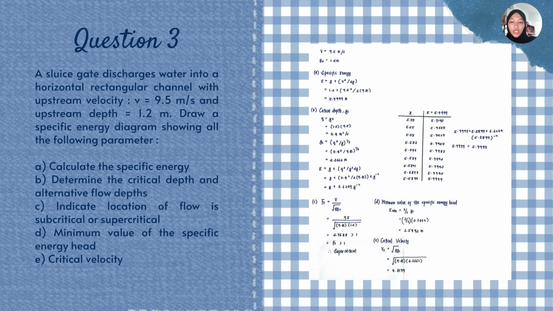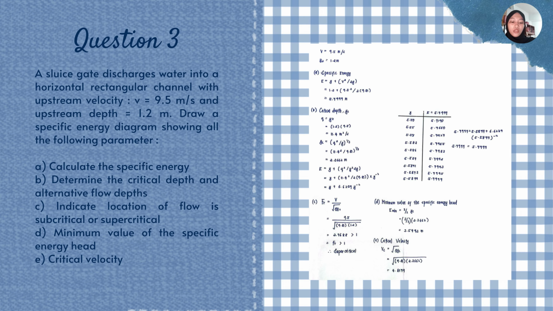So, the specific energy. The formula for specific energy is E equals y plus V squared over 2g. So we got E. The specific energy of flow is 5.7999 meters. The next one is critical depth yc. The formula is Q equals yV. We got 11.4 m²/s.